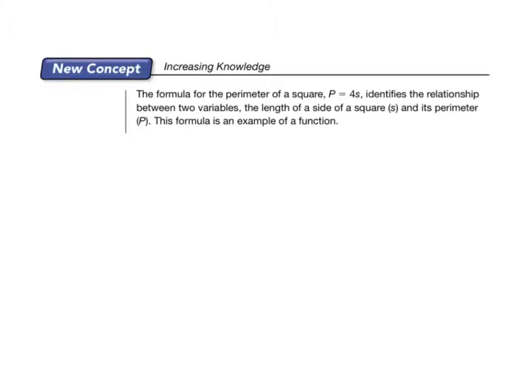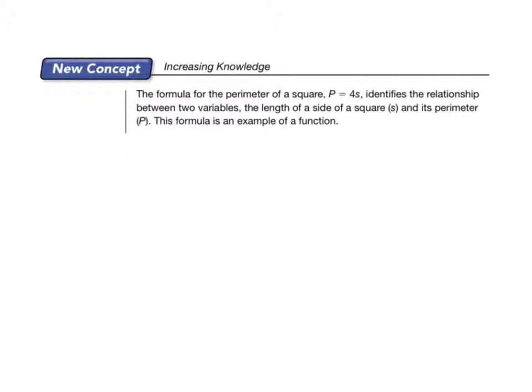All right, so the formula of a perimeter of a square is P equals 4S. So write that down, formula for the perimeter of a square. And this is a formula. It's also a function because it identifies the relationship between two variables. The first variable, S, is the length of the side of a square, and the second variable is its perimeter. So this is an example of what a function is.